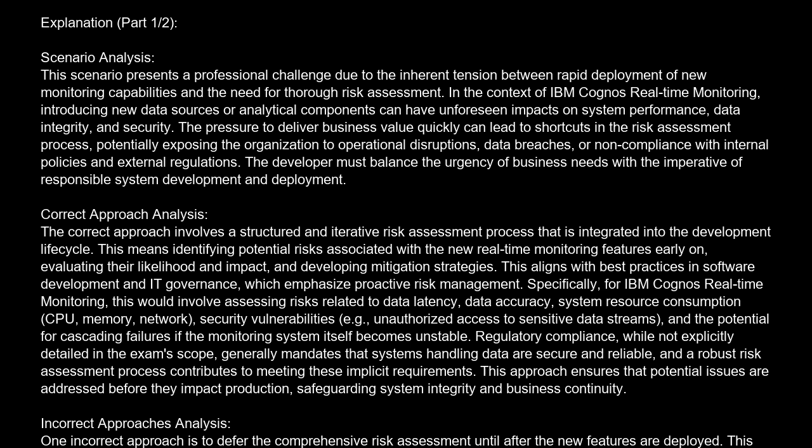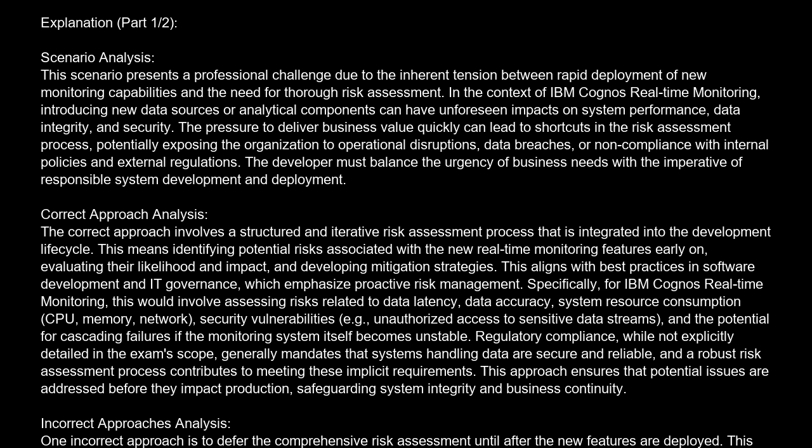In the context of IBM Cognos real-time monitoring, introducing new data sources or analytical components can have unforeseen impacts on system performance, data integrity, and security. The pressure to deliver business value quickly can lead to shortcuts in the risk assessment process, potentially exposing the organization to operational disruptions, data breaches, or non-compliance with internal policies and external regulations. The developer must balance the urgency of business needs with the imperative of responsible system development and deployment.